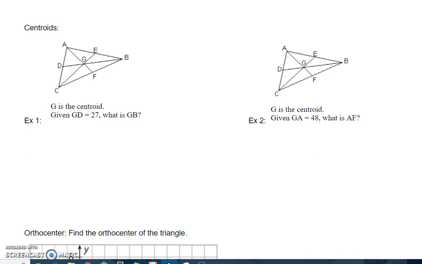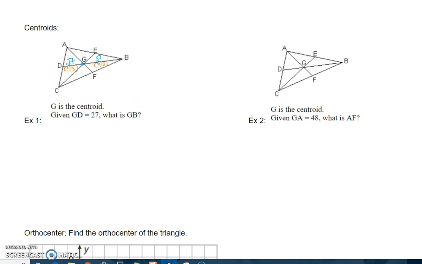Okay, so here's our example for centroids. I have a centroid here. It tells me G is that centroid, so that is where all of these medians intersect. And again, a median goes from the vertex to the midpoint of the opposite side. It tells me that GD is 27, and I want to know what's GB. Well, GB is part of median BD, so that tells me that my 27 is 1/3 of the length, and that means that GB is 2/3 of the length.